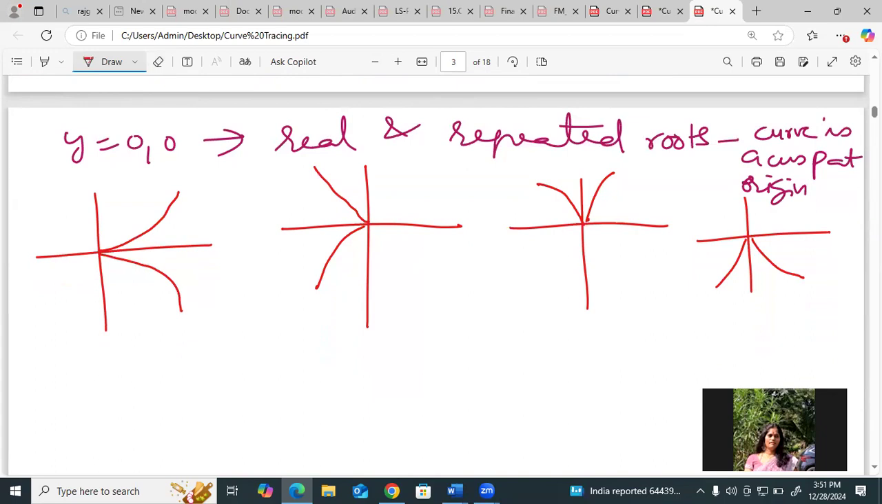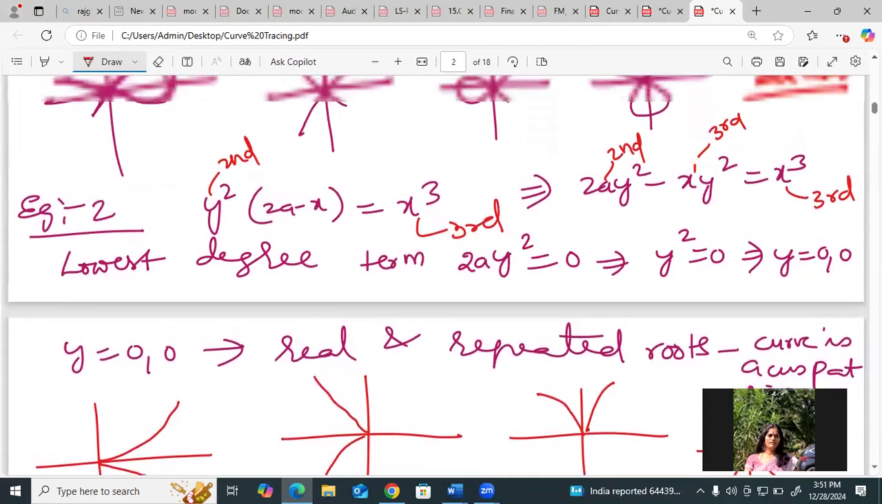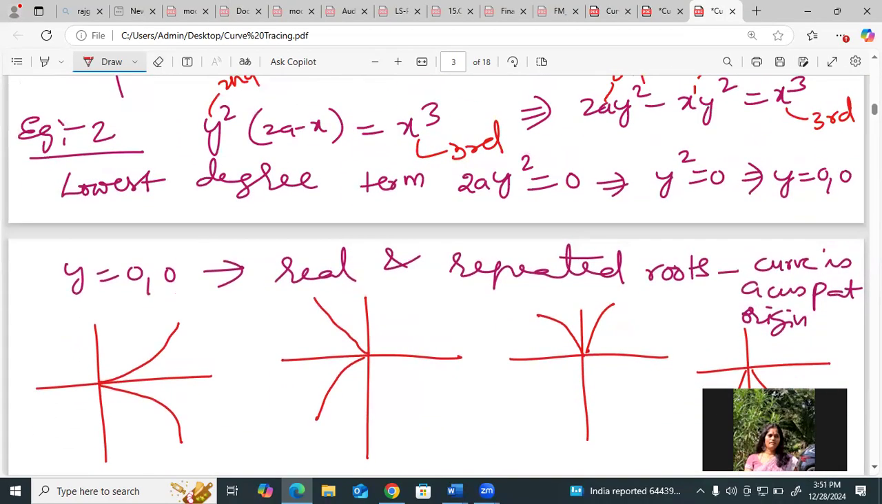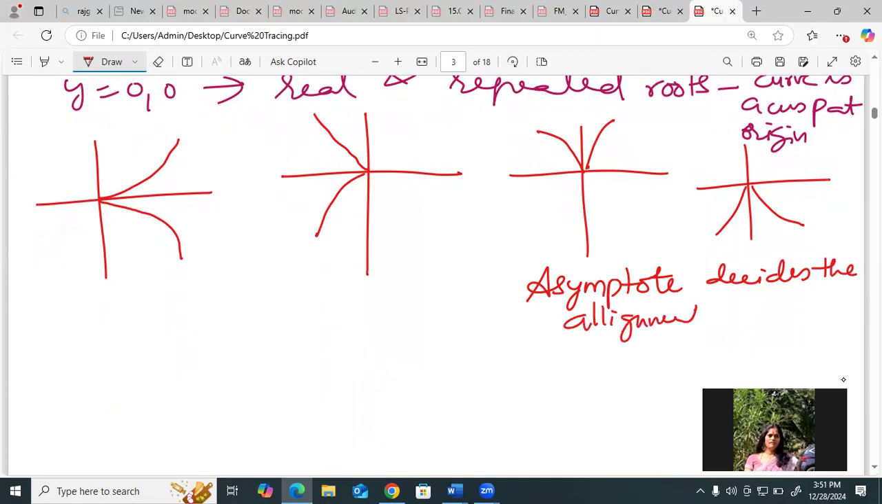Now here, what I am telling you: when I have a node, intersection is very much important. Here I have written it, right? When I have a cusp, asymptote is important. Asymptote decides how my curve should be. Again, I'm writing it in red: asymptote decides the alignment of the cusp.